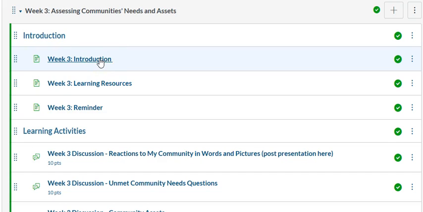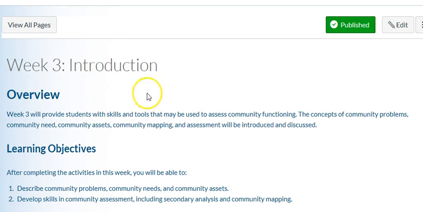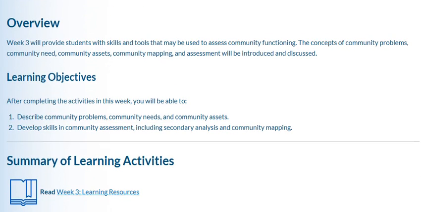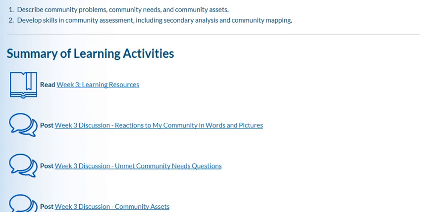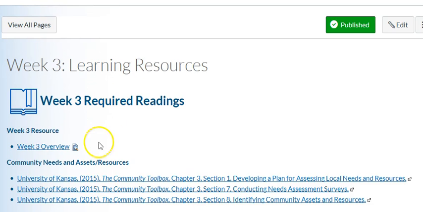Going to the week 3 module and starting with our introduction, the objectives for this week are as follows. To describe community problems, community needs, and community assets, and then to develop the skills needed in community assessment, including secondary analysis and community mapping. The learning resources for the week are as follows.